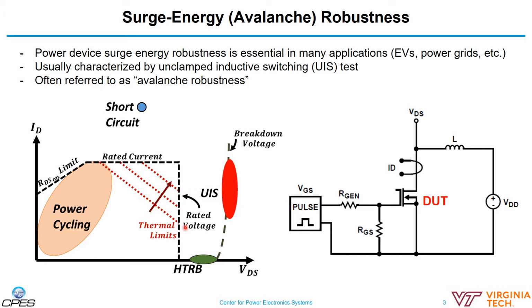This surge energy robustness of a device is often tested in the unclamped inductive switching test, the UIS test. Here is the circuit diagram of the UIS test. It is very straightforward. The device under test is put in series with the load inductor and the power supply. The device is first turned on to charge the load inductor, and then the device is turned off, where all the energy stored in the load inductor has to go through the device under test.